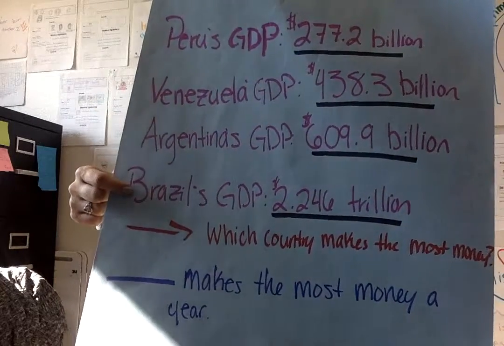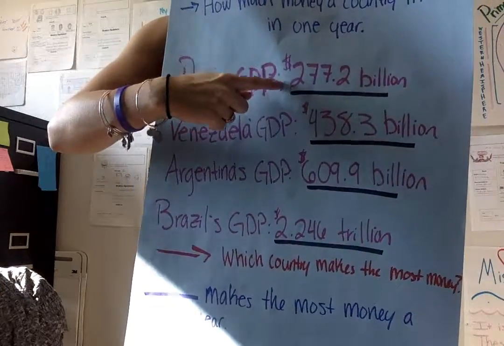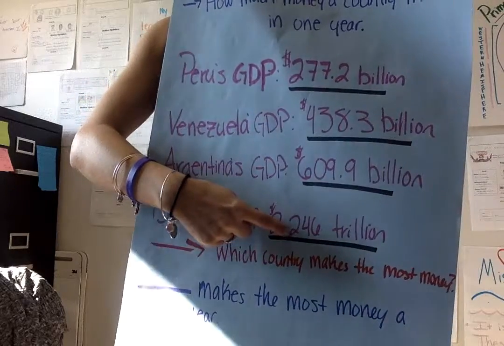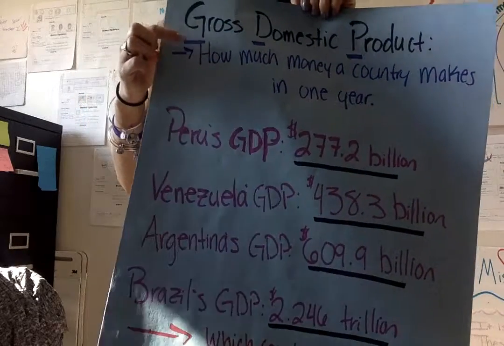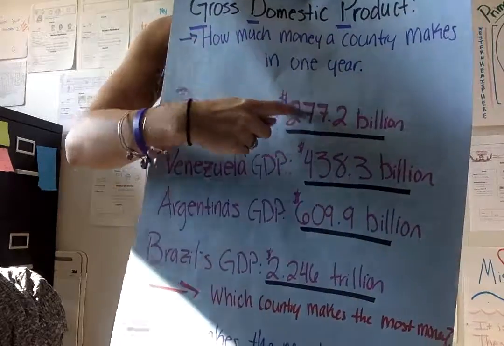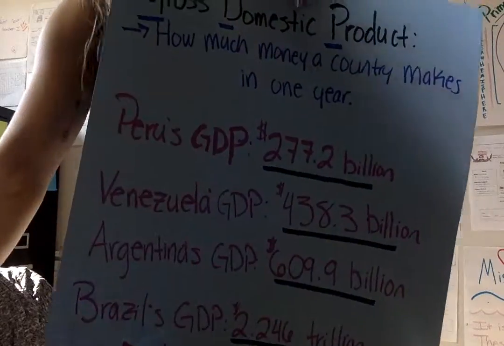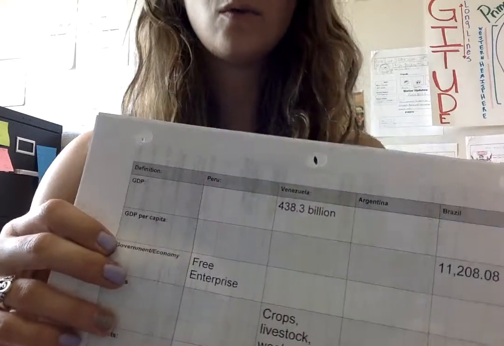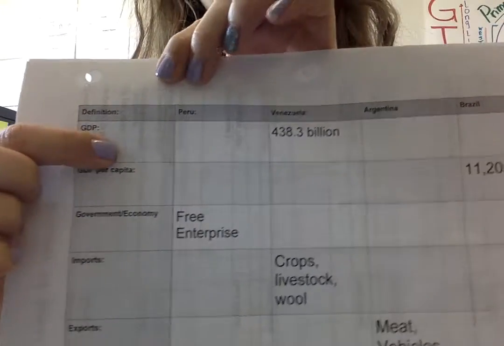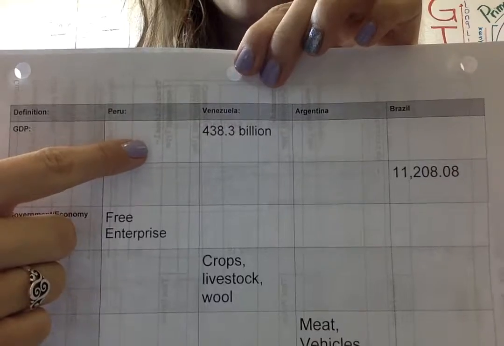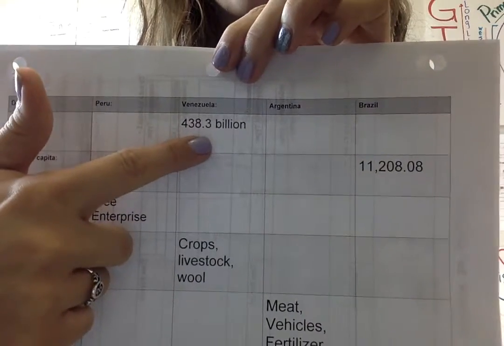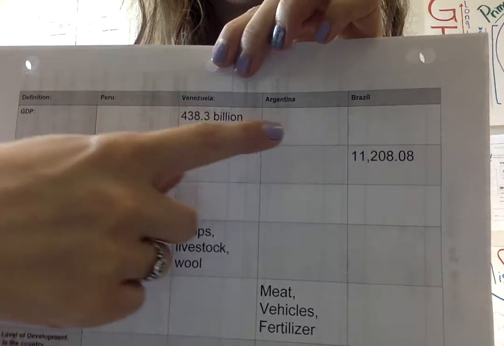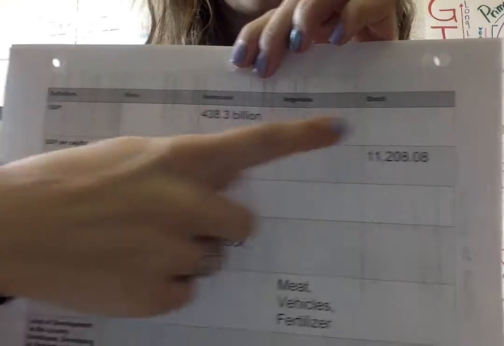Then I go through Venezuela, Argentina, and Brazil, and I give you how much money each country makes in that year. So you are copying down the definition and the GDP into this chart here. So in this box, you'll write the definition. You're going to write down the GDP for Peru. I already gave you the one for Venezuela. You're going to do the same thing for Argentina and Brazil.